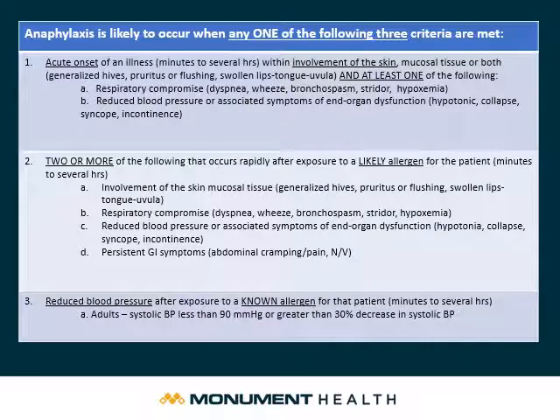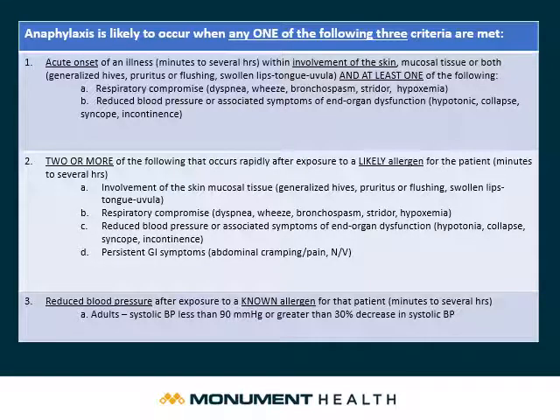So this is a good little chart. It tells us when anaphylaxis is likely to occur when any one of the following three criteria are met. So first, acute onset of an illness, so you're thinking minutes to several hours, with involvement of the skin, mucosal tissue, or both. So kind of looking like generalized hives, pruritus, flushing, or swollen lips, tongue, or the uvula. And it's at least one of the following: respiratory compromise, so thinking dyspnea, wheezing, bronchospasm, stridor, and hypoxemia; or reduced blood pressure or associated symptoms of end-organ dysfunction, so the patient collapses, syncope, or incontinence.